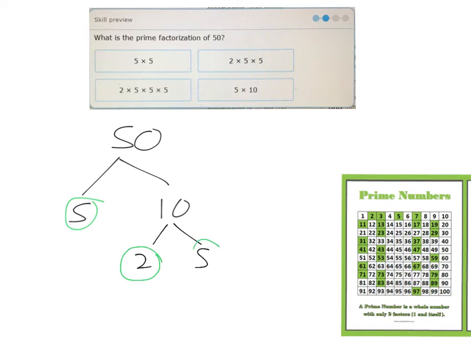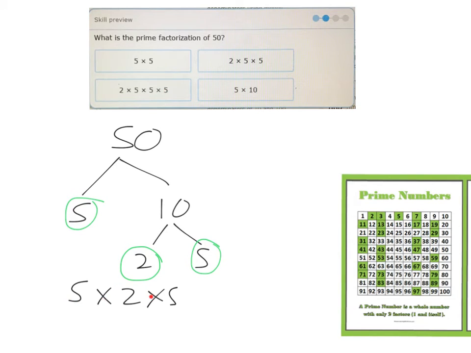Okay, so I've broken it down and I have another one here. 2 is prime and 5 is prime. So I have my primes, I'm done, all the branches are prime numbers. So my prime factorization is 5 times 2 times 5. Miss Cooper, that's not one of the options up here.